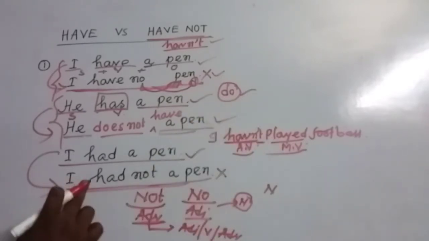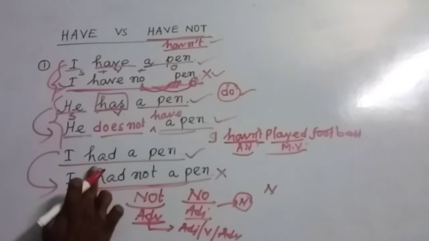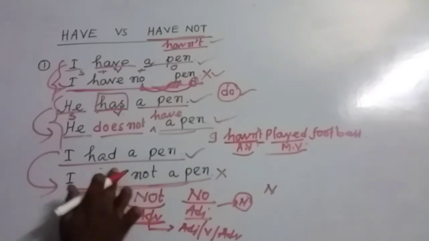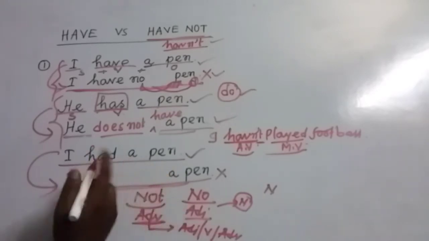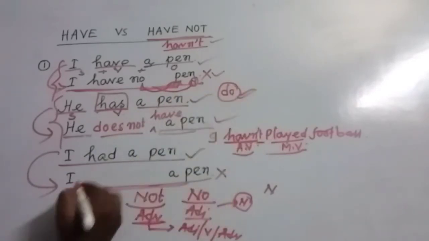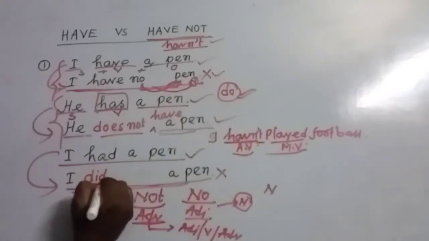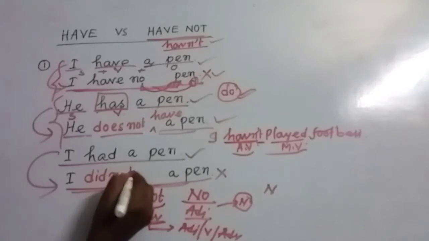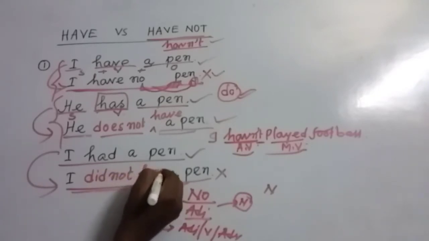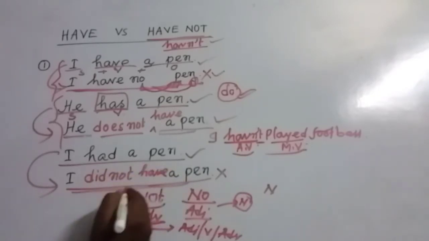And here in this sentence we have to write in this way. As it is past tense, we have to use the past form of this auxiliary. So did, then not, then the main verb have. So I didn't have a pen.